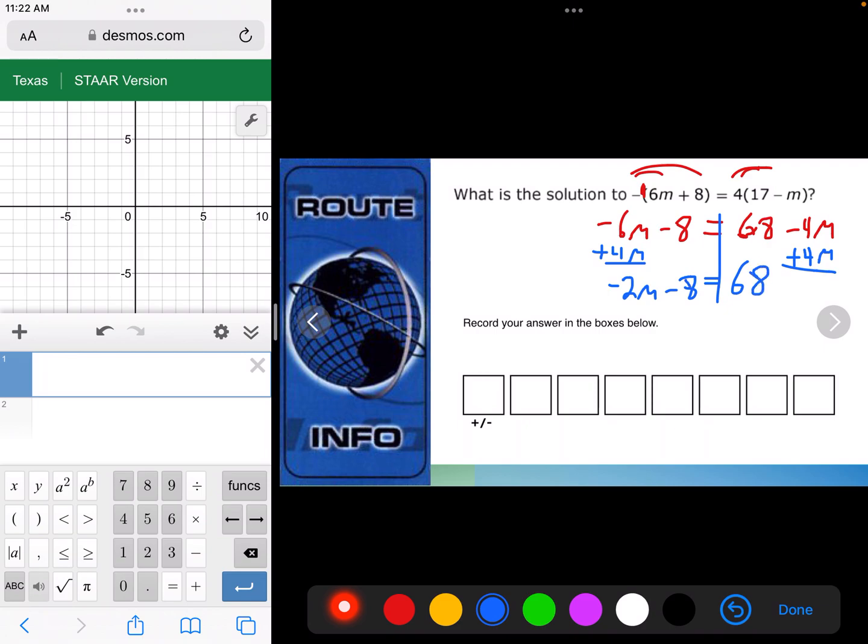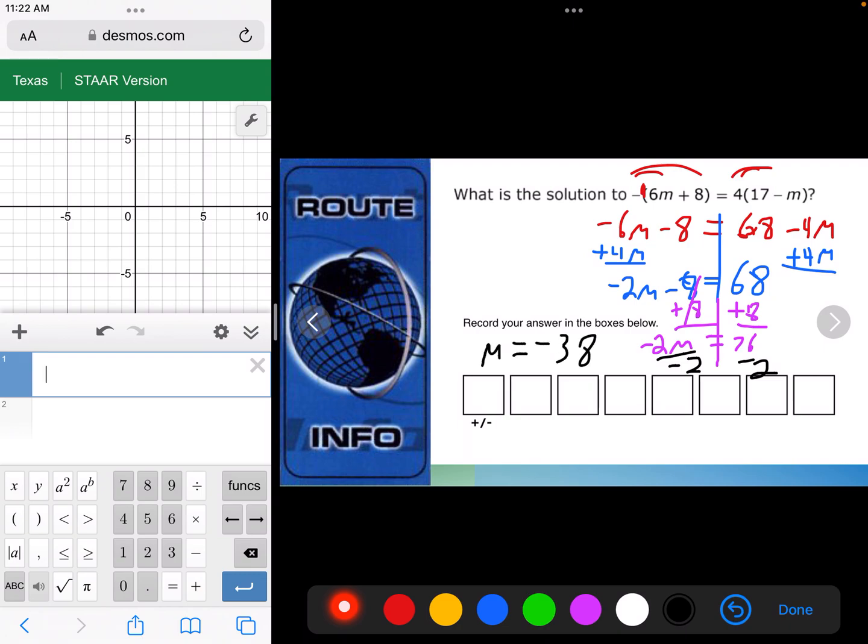Okay. Now that I've got all my m's on one side, I've got to start getting everything away from m. The first thing is to move any adding or subtracting. So I've got to move that minus 8 by doing the opposite, which is adding 8. I get negative 2m equals 76. Last step, right now I am multiplying m by negative 2, so I need to divide by negative 2. When I do that, I get m equals negative 38.